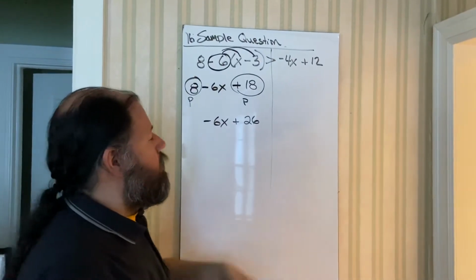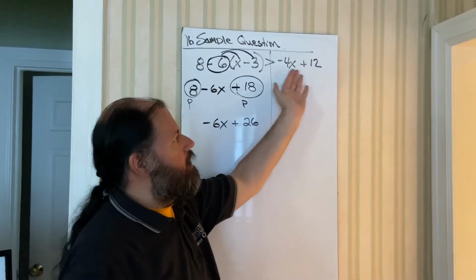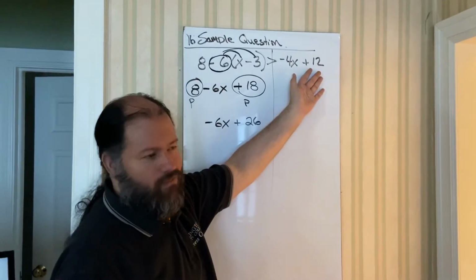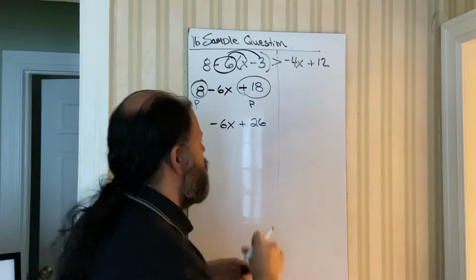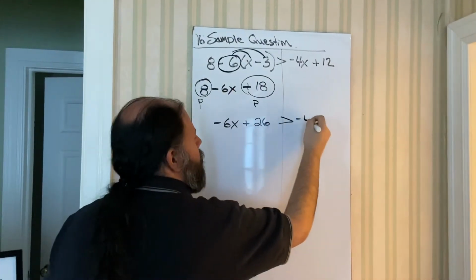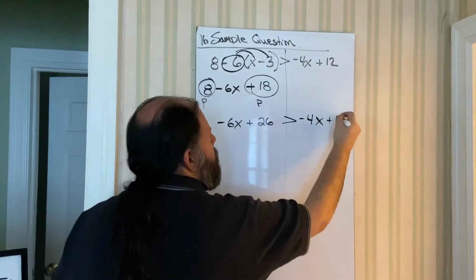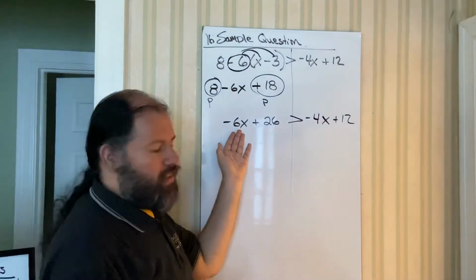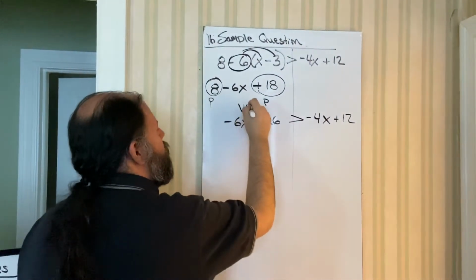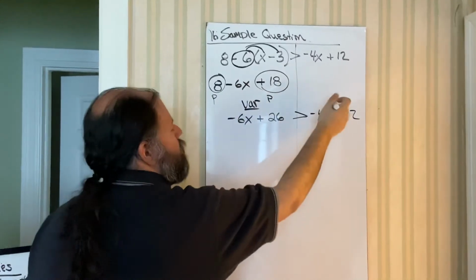Now, ask yourself on this side, do we have any parentheses? No. Do we have any like terms? No. Coefficient, variable, constant. So bring it down. Next, labeling. Boom. No matter what, label this side. Bar. This must be common.